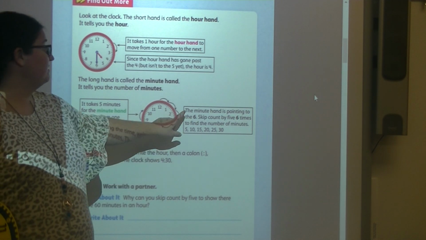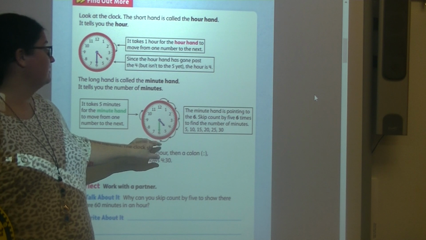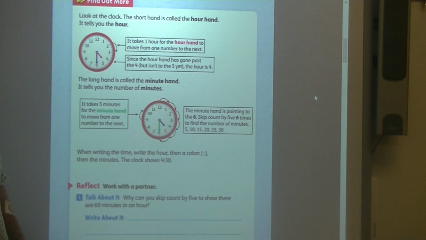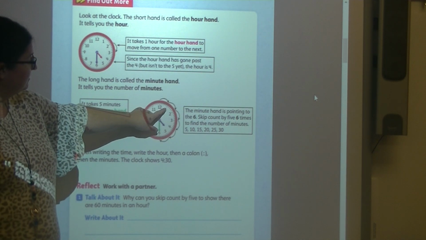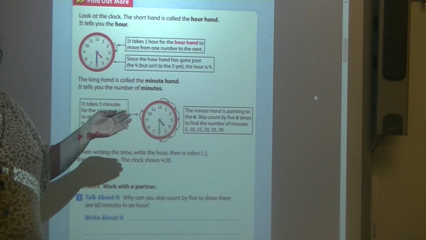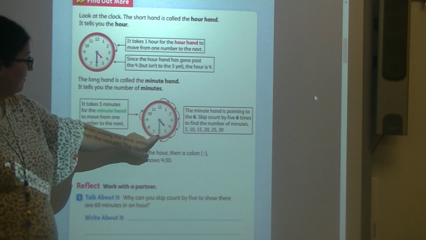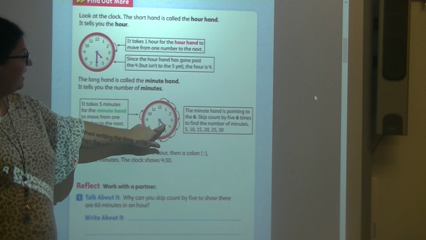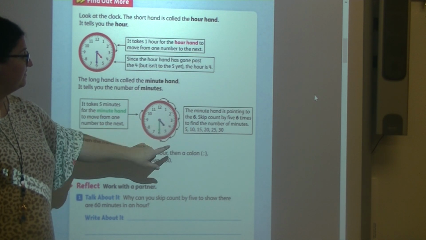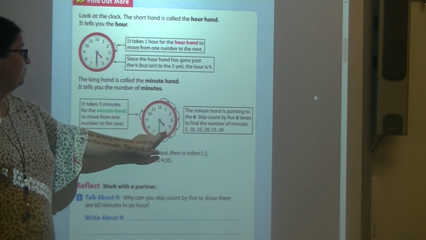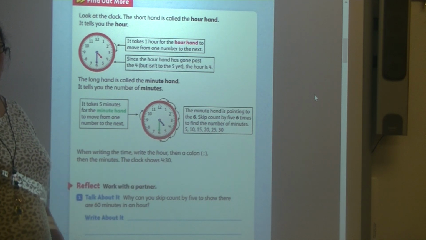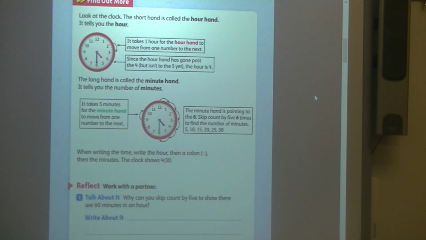All right, now it says the minute hand is pointing to the 6. Skip count by 5, 6 times to find the number of minutes. So it takes 5 minutes between each one as the minute hand goes. So let's count how many. 5, 10, 15, 20, 25, 30 minutes.